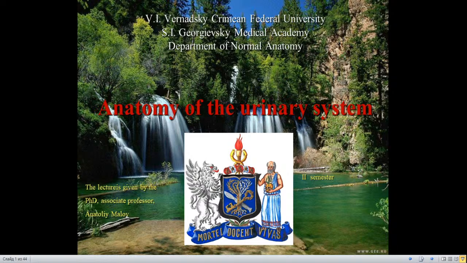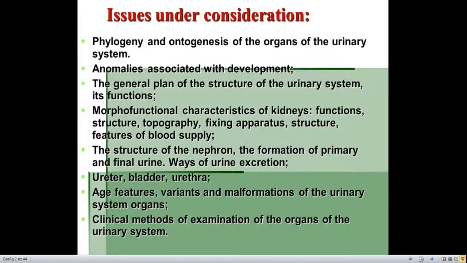Good morning, my dear students. I want to present you a new lecture about anatomy of the urinary system. Reflect please on your notes. Next question under consideration. First question, phylogenesis and ontogenesis of the organs of the urinary system. Second, anomalies associated with development. Third, the general plan of the structure of the urinary system, its functions.